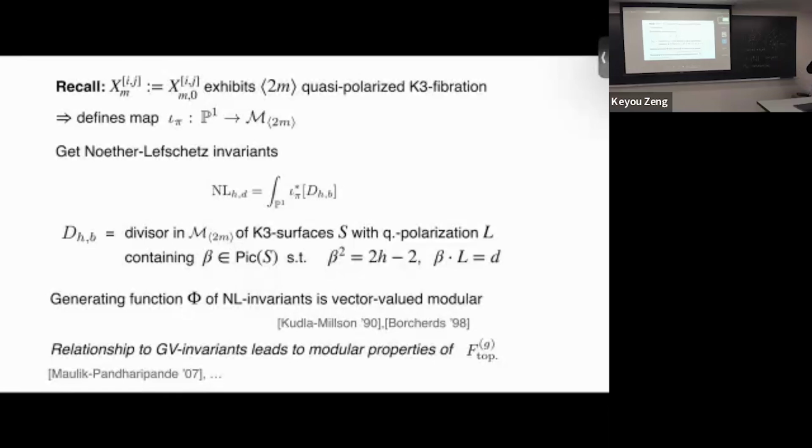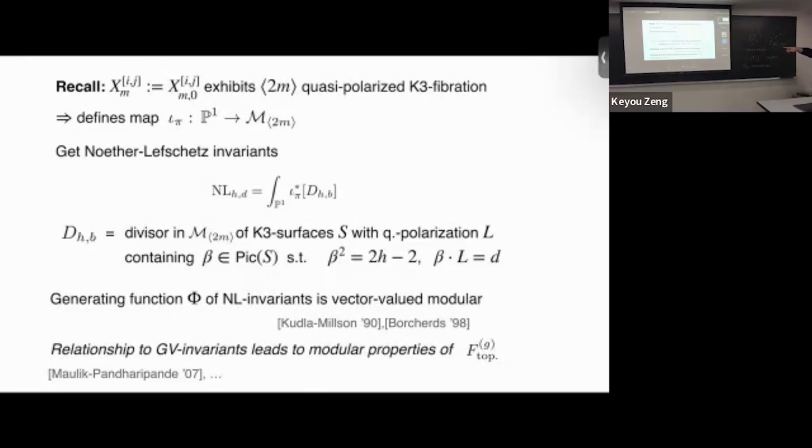In this case, it's a divisor in the 19-dimensional moduli space of the 2M polarized K3 surfaces, consisting of K3s with a quasi-polarization that contains a class in Pic which squares to 2h minus 2 and dots with the polarization to be d. Okay, so it's that old game when you're playing these moduli invariant games. You want to cook up something which is guaranteed to be finite, countable, and enumerative. Okay, and that's the whole point of the Noether-Lefschetz invariants.